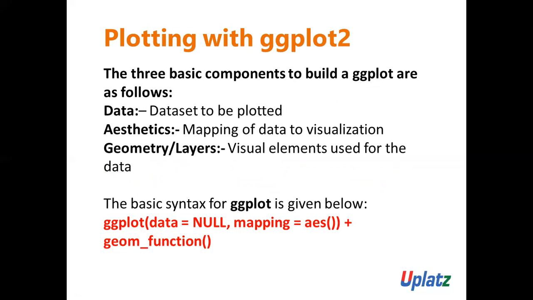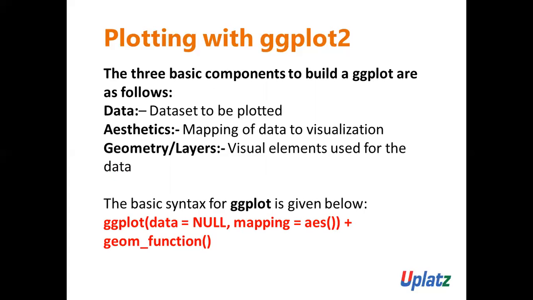Okay, what type of data, or what is the data set you want to be plotted with the help of ggplot? Okay, and then aesthetics. Aesthetic is nothing but mapping of data to visualization. And then the next thing is geometry or layers: visual elements used for the data.